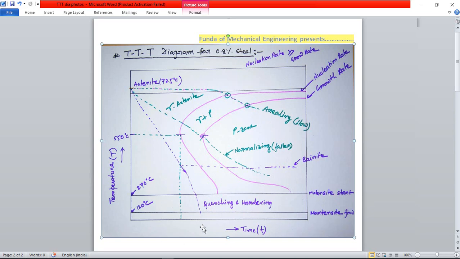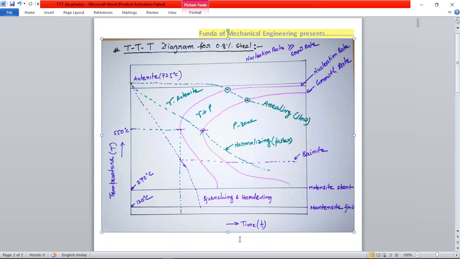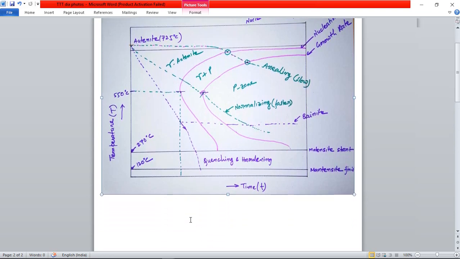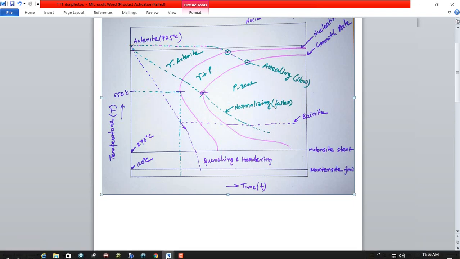So everything is now clear to you, and this is the TTT diagram. It is the diagram of temperature versus time, or percentage of decomposition versus time. I will explain everything, just wait a moment. Then I will do the study of isothermal transformation of austenite considering eutectoid 0.8% carbon composition. For getting an exact and proper concept, watch this video to the end.